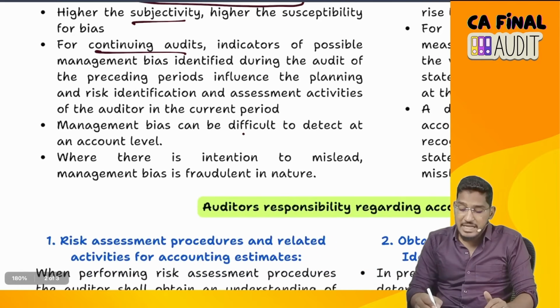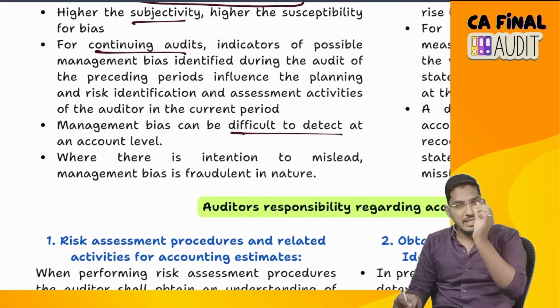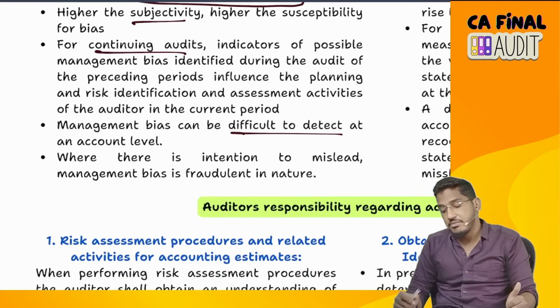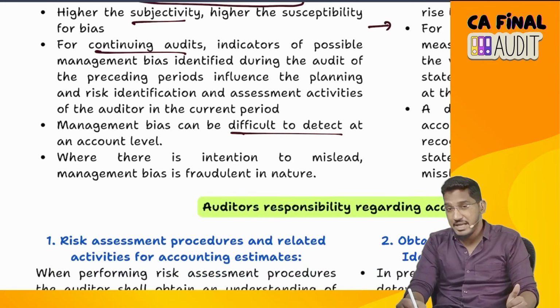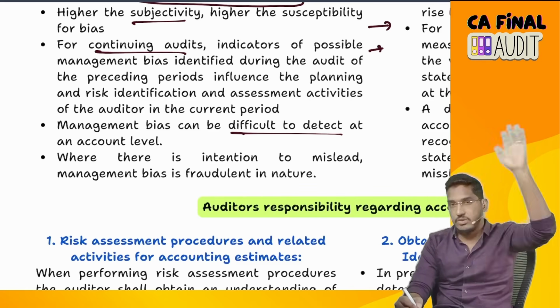Then management bias can be difficult to detect at an account level. See, at individual level, you can't identify the management bias. Why? Because, say for example, if the management wants to show a biased decision, they will not do the bias only in one accounting estimate. They will spread across it.